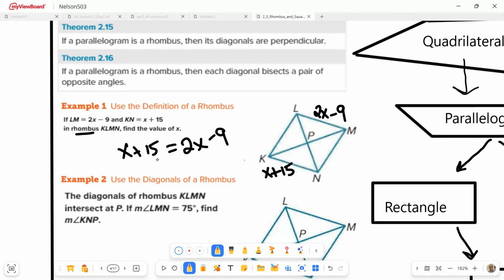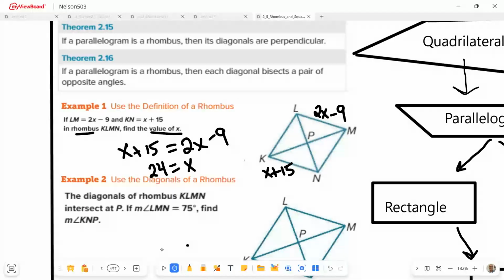You would add 9 to both sides. I think we're going to get 24 is equal to x, right? So we found the value of x. That's what we're going to be doing on some of these homework problems today. Let's look at one more, and then I want you to try some homework.